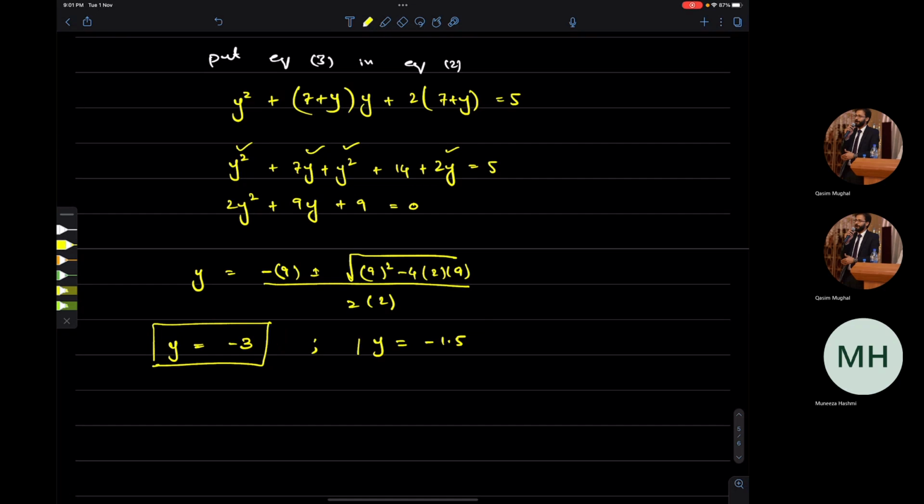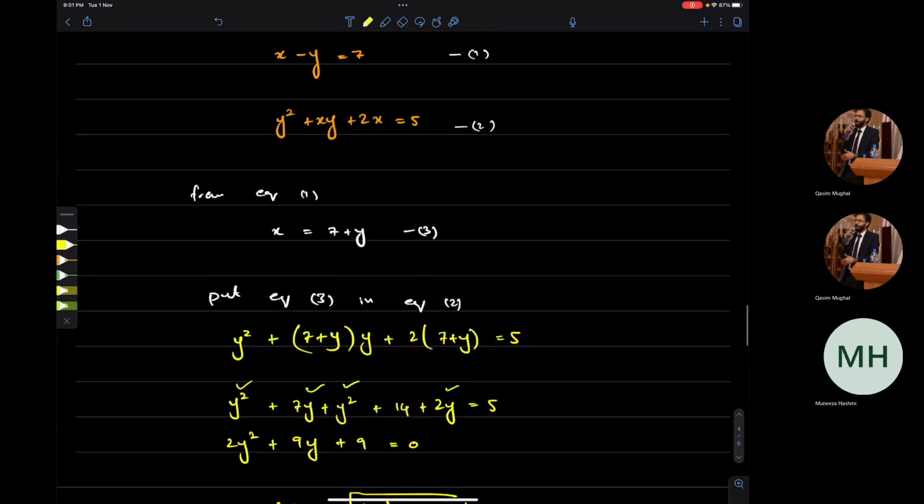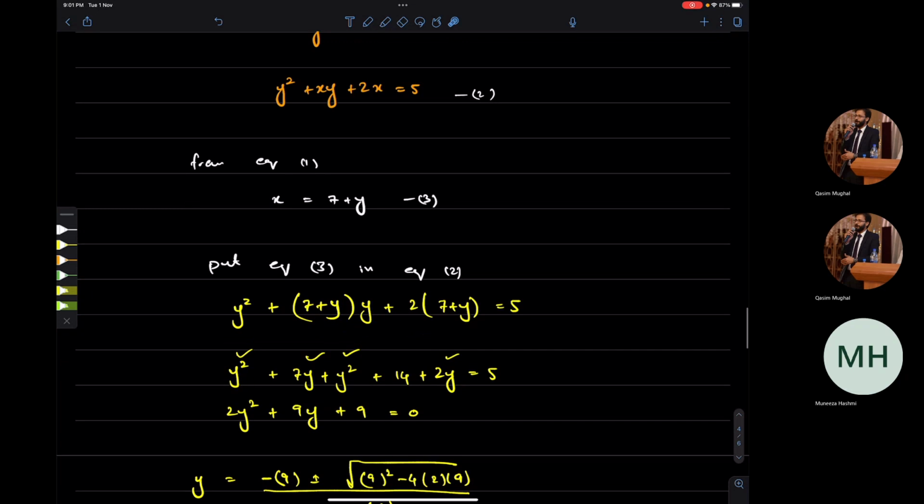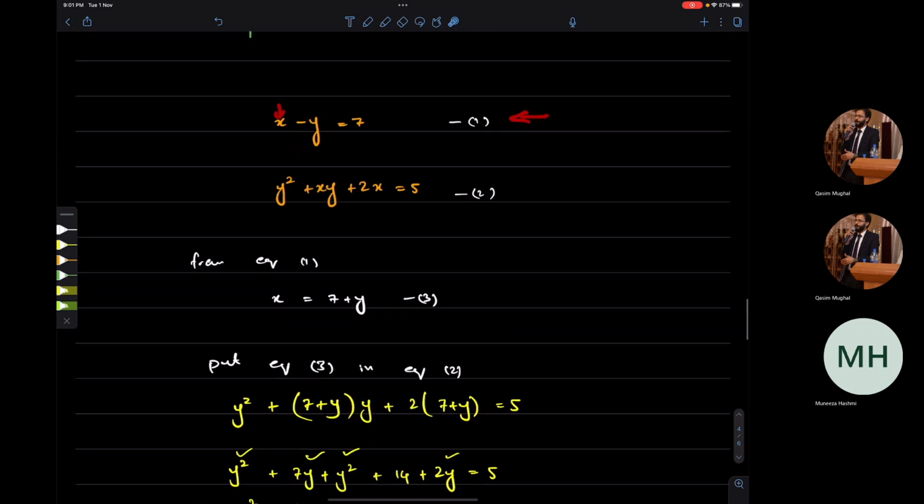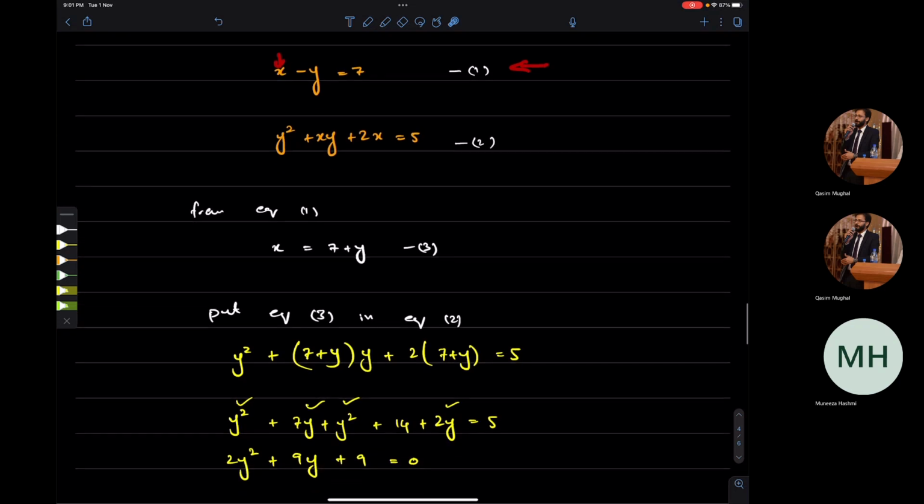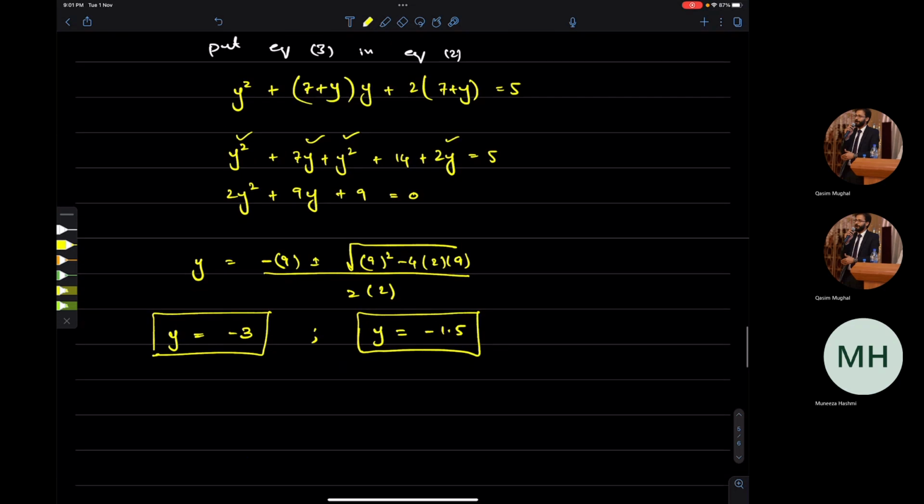So as you remember, it was a simultaneous equation, meaning there were two variables, x and y. So I've got two values of y. For both of these, I'm going to find out the value of x. So first of all, I'm going to put y equals -3 in equation 1. So that's going to give me x plus 3 equals 7.